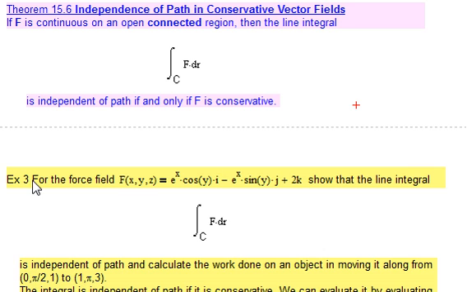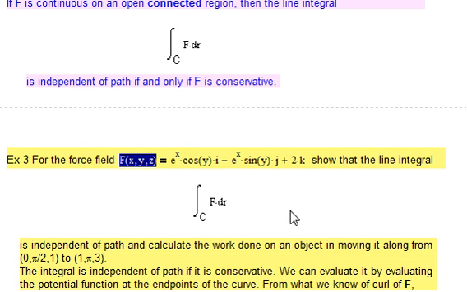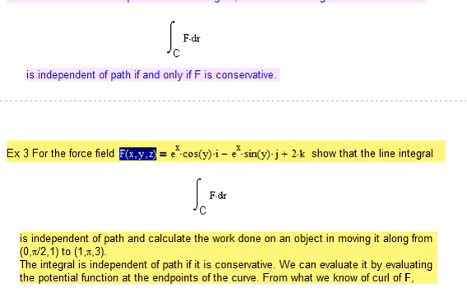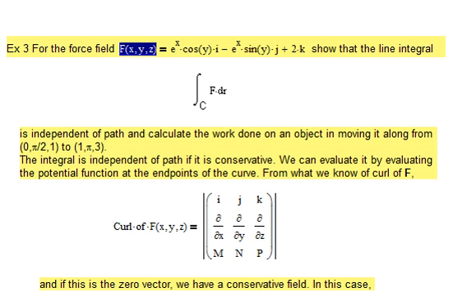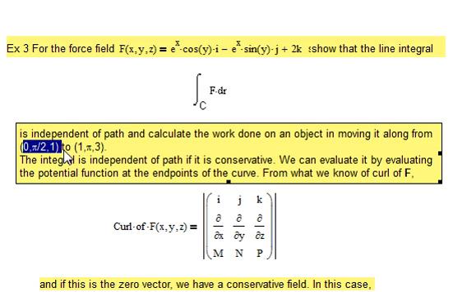Okay, let's go with an example. For the force field f of x, y, z equals e to the x cosine y i minus e to the x sine y j plus 2k, we want to show the integral f dot dr over curve C is independent of the path you go from place to place with, and calculate the work done on an object moving along from the point (0, pi/2, 1) to (1, pi/3).